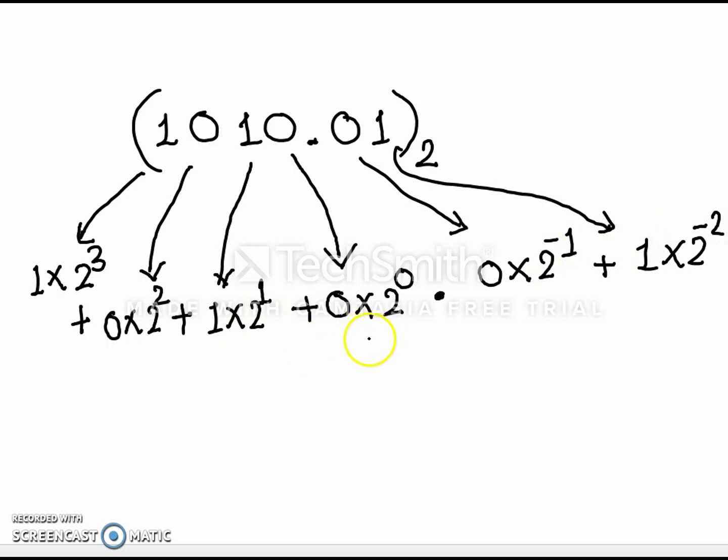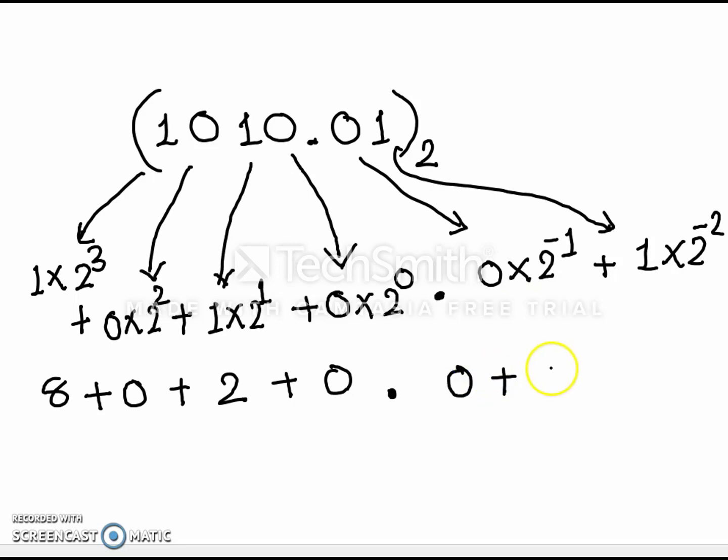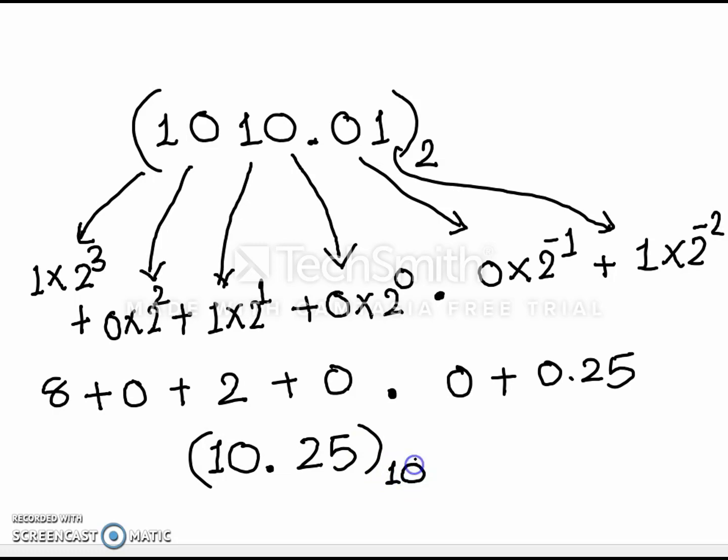Now you need to do the addition of this integer part. So 2 raised to 3 is equal to 8, plus 0 into 2 raised to 2 is equal to 0, plus 1 into 2 raised to 1 is equal to 2, plus 0. Here 0 plus 0.25. So here you get 10.25. That is in a decimal format. So this is how we can convert binary number into decimal.